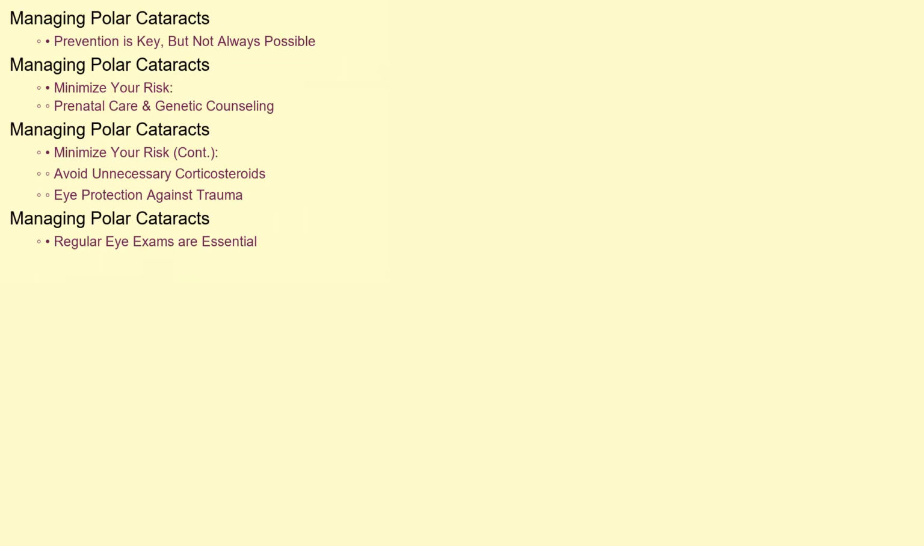While it's not always possible to prevent polar cataracts, especially those that are congenital, there are steps you can take to minimize your risk. Prenatal care and genetic counseling may identify risk factors for congenital cataracts. Avoidance of certain medications, like corticosteroids, unless medically necessary, can also help. Protecting your eyes from trauma with appropriate eye protection is crucial. Regular eye exams are essential for early detection and management of any eye condition, including cataracts.